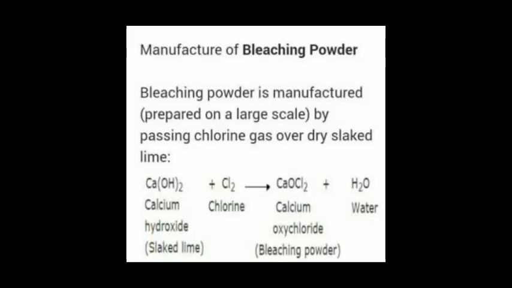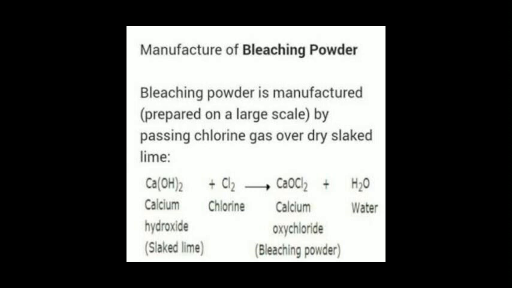Now let's see how the bleaching powder is prepared. Bleaching powder is manufactured or prepared on a large scale by passing chlorine gas over dry slaked lime. So what is dry slaked lime? As we know, calcium oxide is a lime which is also known as quicklime. So when quicklime reacts with water, it forms calcium hydroxide which is known as slaked lime. So when this calcium hydroxide or slaked lime is treated with chlorine gas, it produces calcium oxychloride which we commonly know as bleaching powder.